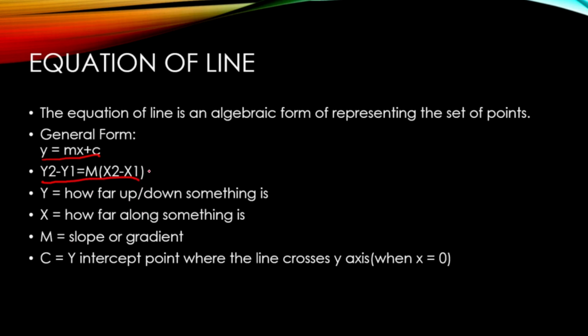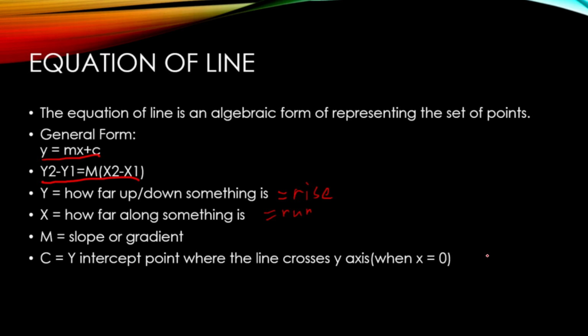This is easier, as for this you don't need to know the y-intercept. So let's discuss what the variables are in the general form. What is y? As I already discussed, this was the rise, which means up or down, and this was the run, which was how much forward or how much behind something is. And you already know what m is, which is the gradient, change in y over change in x, or rise over run. Now what is c?